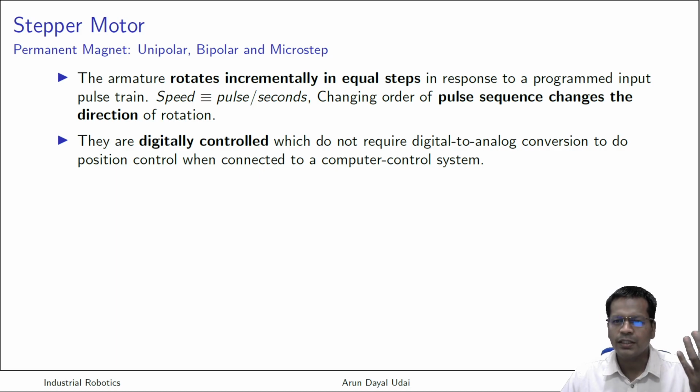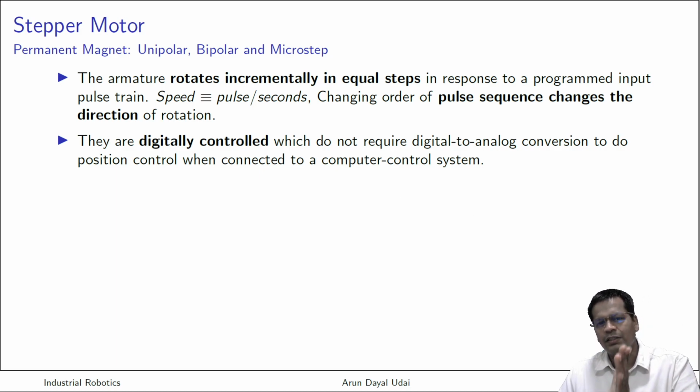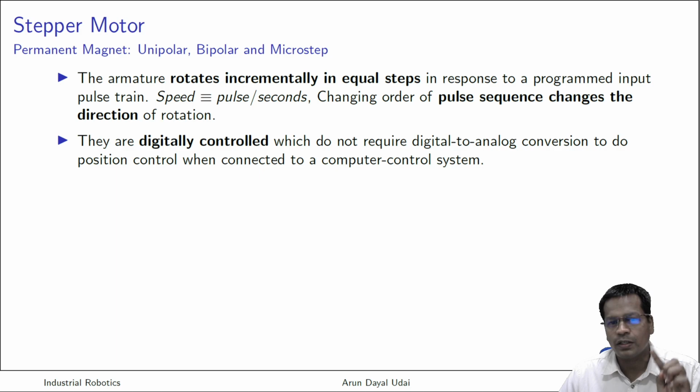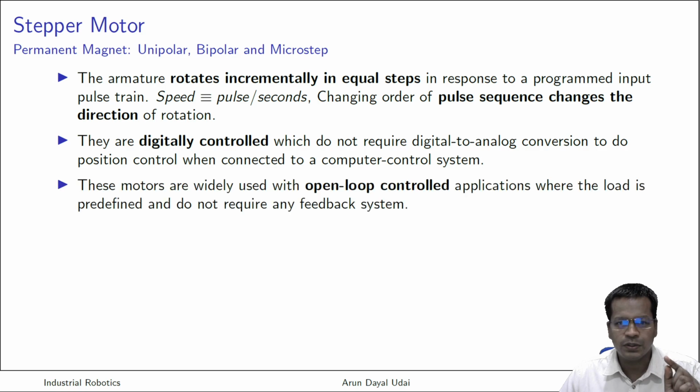Digitally controlled circuit, it can be a microcontroller, it can be a PLC, it can be many other sources like a PC output through Arduino or something like that. Okay, so those can be digitally controlled output. They actually drive these transistors, and transistors drive the motor, okay, or the coil to be more specific. They are digitally controlled, which do not require any digital to analog conversion to do position control when connected to a computer control system. These motors are widely used in open control application.